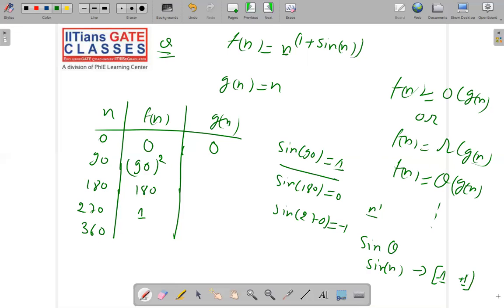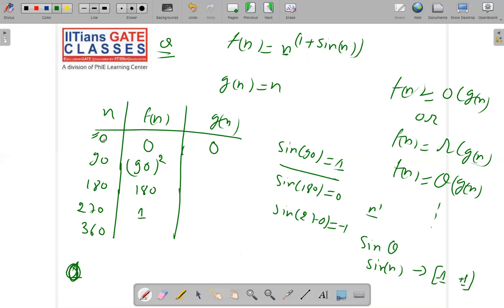Okay, it varies from -1 to 1. So what is the maximum value of Fn? It could be 1. What is the minimum value of Fn? Sorry, not 1, 0, in case of n equal to 0. What is the minimum value of Fn?